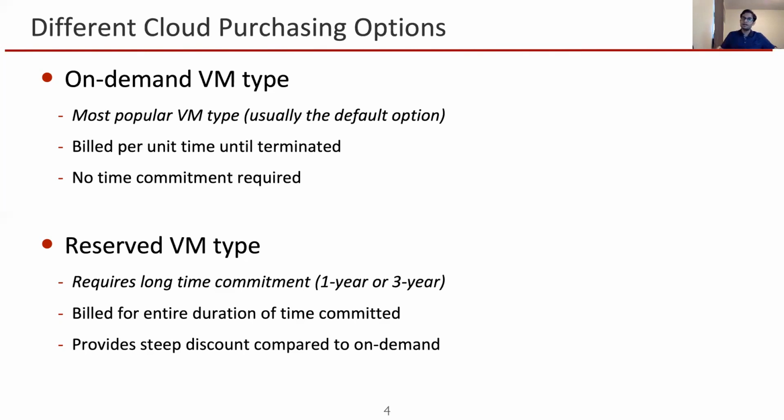On the other hand, reserved VM types require a long commitment. You're looking at either a 1-year option or a 3-year option. In exchange for the long time commitment, cloud platforms offer them at a steep discount compared to on-demand. Note that users are billed for the entirety of this duration, irrespective of whether they use these resources or not. Another key difference is that reserved VM types have a higher priority when it comes to allocating resources to users.